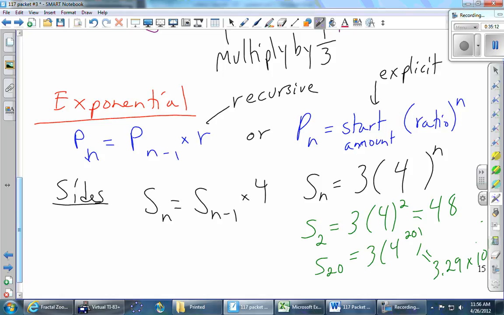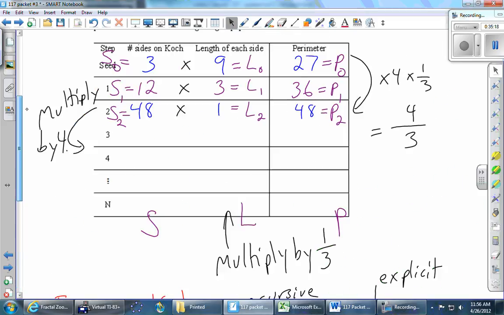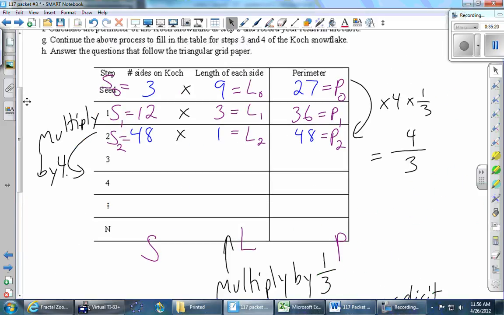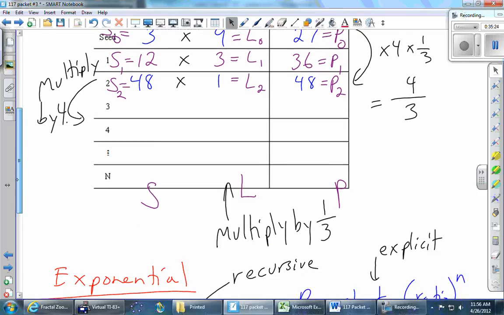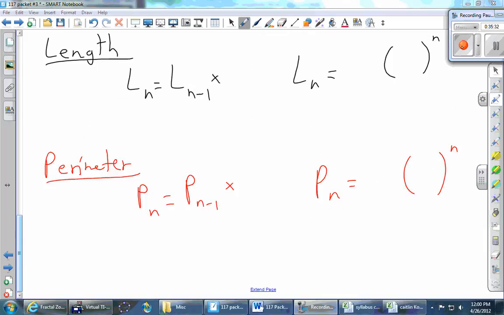Okay, so we've got our two versions here. Can you guys in your groups write down the same kind of formulas, but for the length of each side and then for the perimeter? I'm looking for 4 more formulas: 2 formulas for the lengths, 2 formulas for the perimeters. All right, come on back.